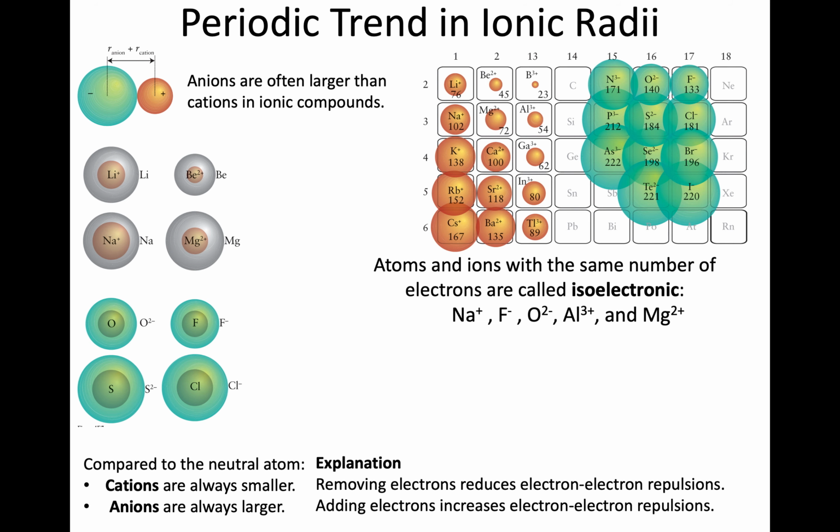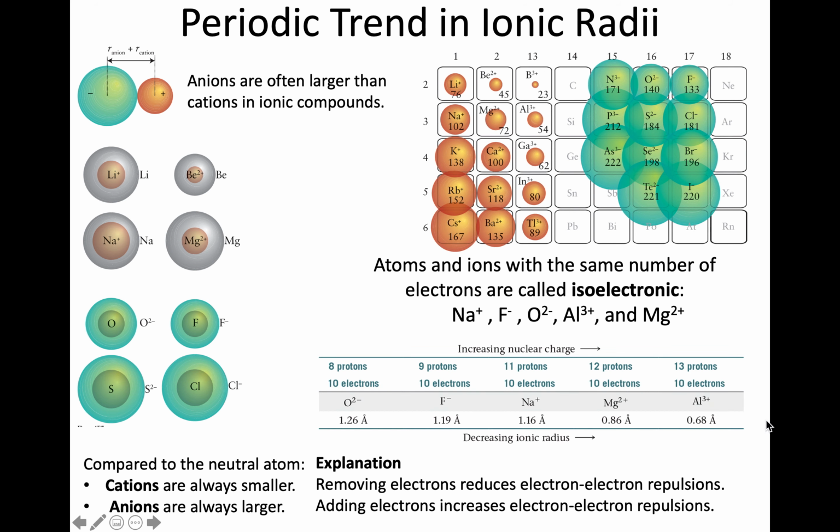When we're doing these comparisons, many times we're on the lookout for isoelectronic atoms and ions, ones with the same number of electrons. Here would be an example where we see in each case we have 10 electrons, but we see a really clear trend for how the size is changing. Even though they have the same number of electrons, there's a different number of protons, so the attraction therefore is different.